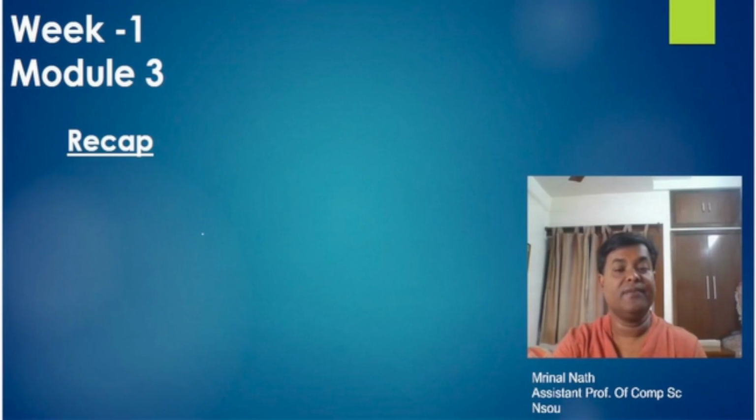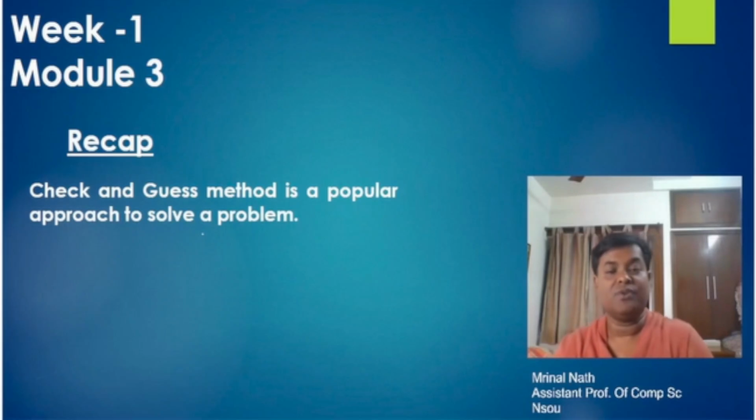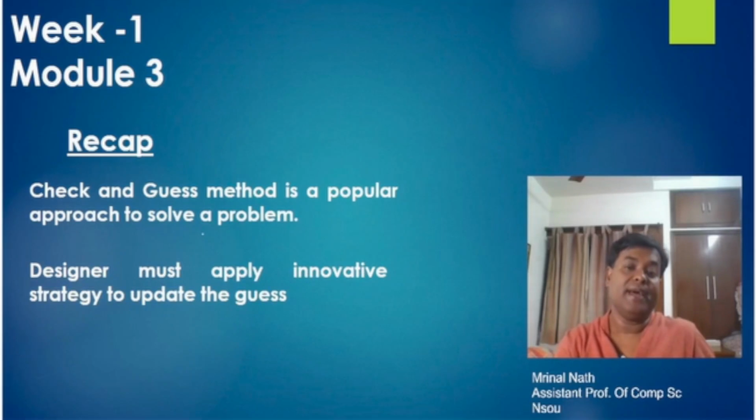So we have seen a very interesting and popular approach of solving problems which is known as check and guess method. In this method, every time you first guess a particular solution and then you check whether the solution is correct or not. If it is correct, then you will stop the algorithm. If it is not correct, then you need to update the previous guess so that the new guess will be more accurate or more correct. Now you need to apply certain innovative strategy to update the guess.